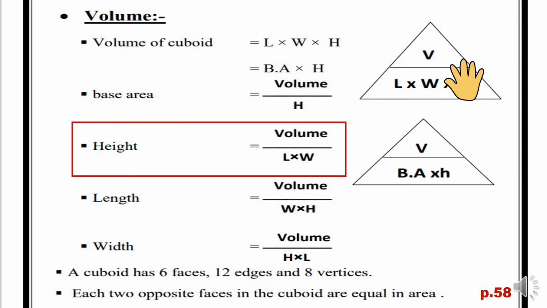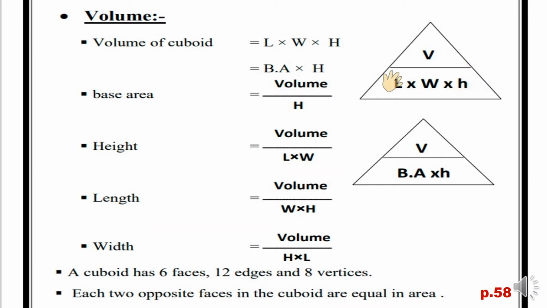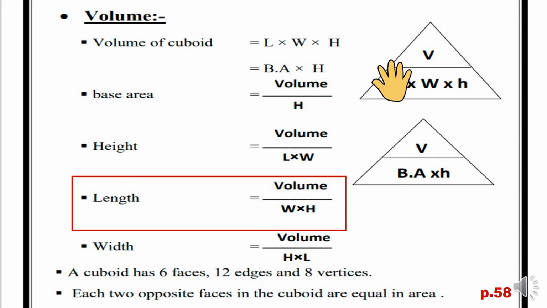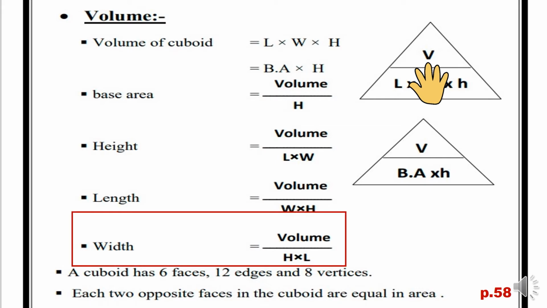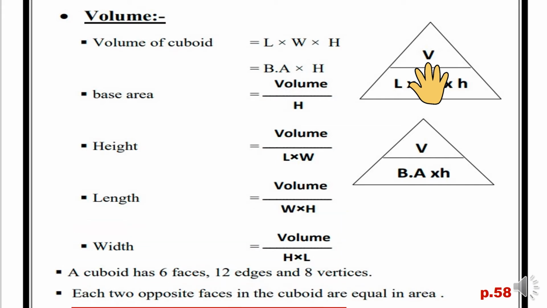If I want to get the length, I will hide the length. What's left in our triangle? I have volume over width times height. So the length equals volume over width times height. What if I want to get the width? Hide the width. What's left? Volume over length times height. So the width equals volume over length times height.